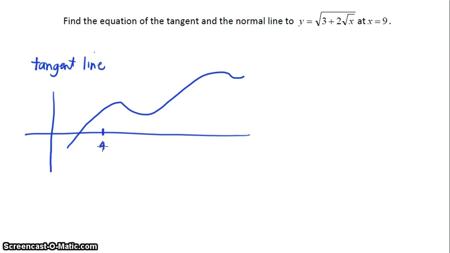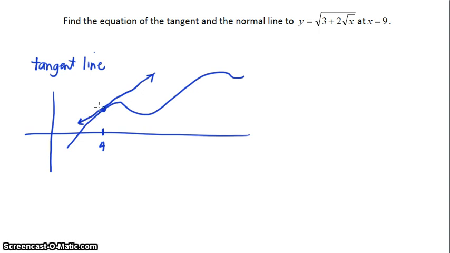so let's assume this is about 4, so 4 on the x-axis. So this is the point corresponding to, or the point at x is equal to 4. Now the tangent line is the line that touches the graph at that point without crossing the graph, because I can have another line here passing through the point but will intersect the graph or will cross the graph. Okay, so this is what we call a tangent line.